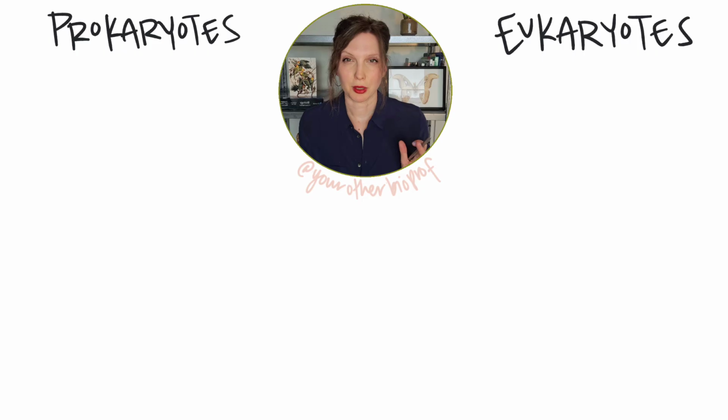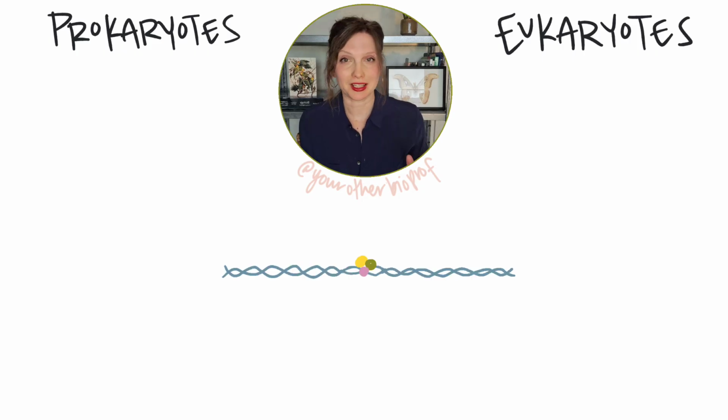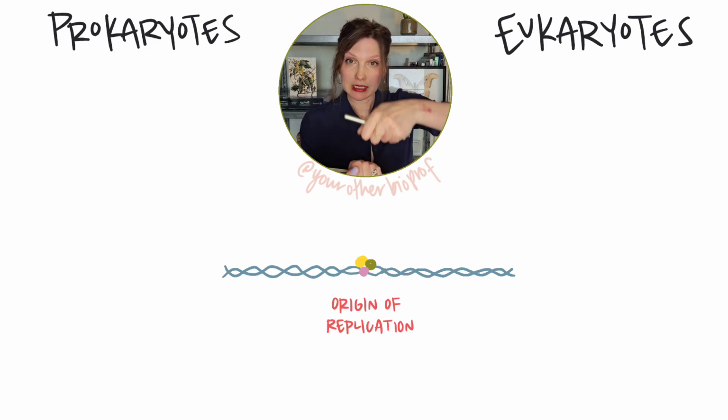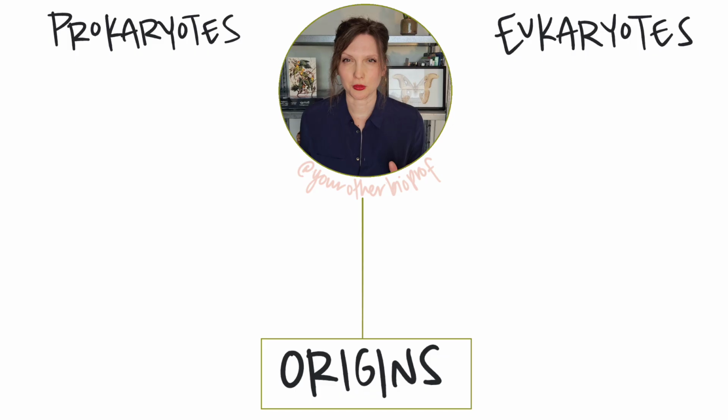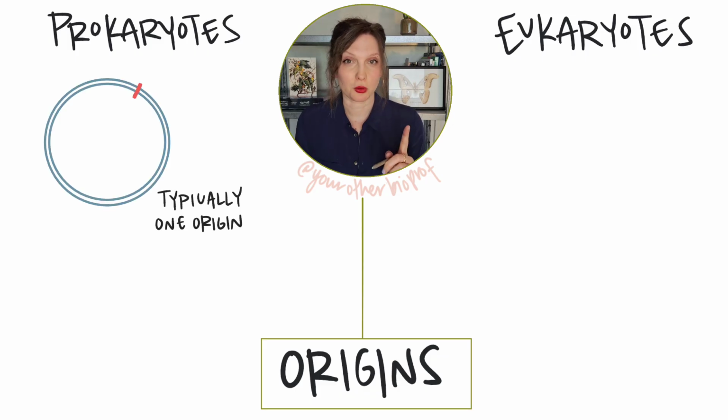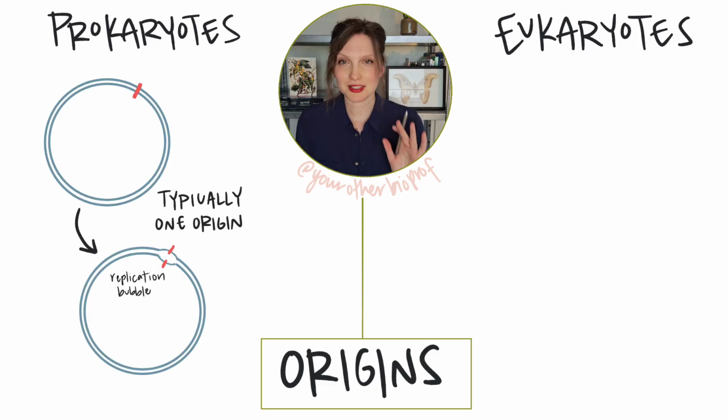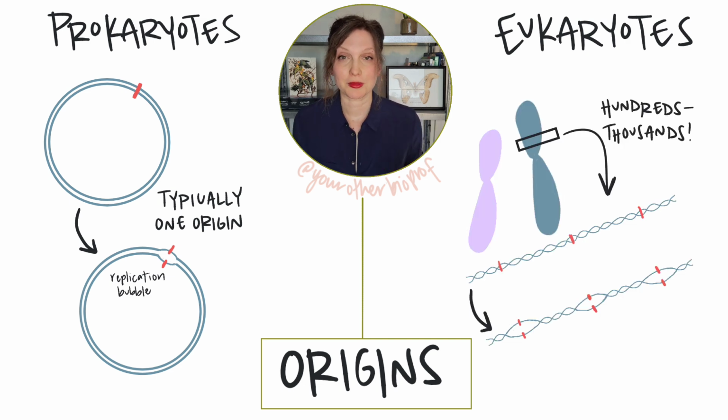To initiate DNA replication, proteins, including helicases, bind at specific sites called origins of replication. Proteins will separate the DNA strands so that they can be accessed by the replication machinery. Prokaryotic chromosomes typically only have one origin of replication, though you'll find some archaea with a few. Meanwhile, eukaryotic chromosomes have many origins of replication, hundreds to thousands. That's a lot of bubbles.